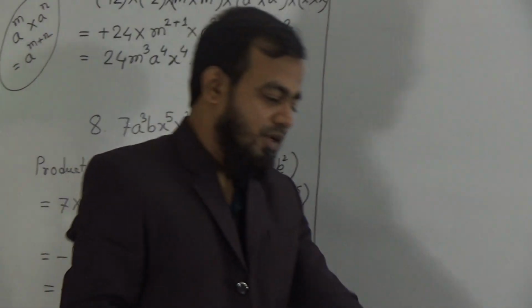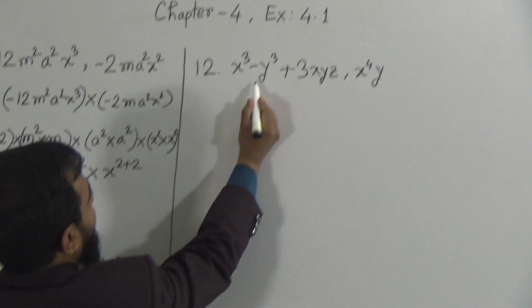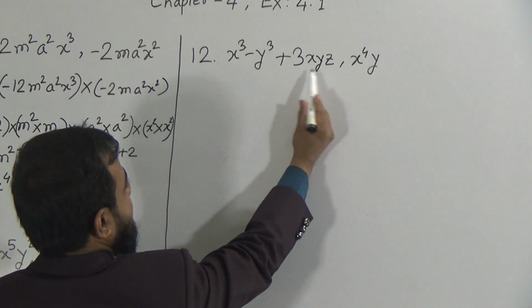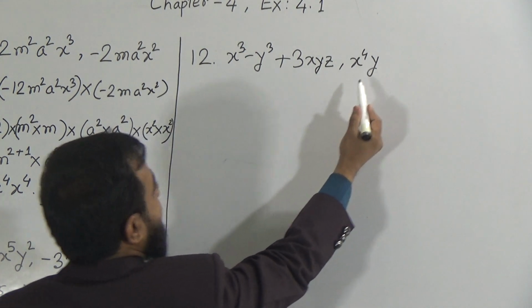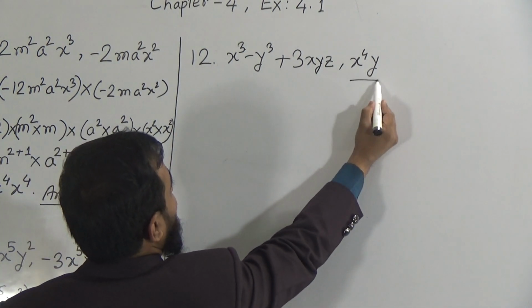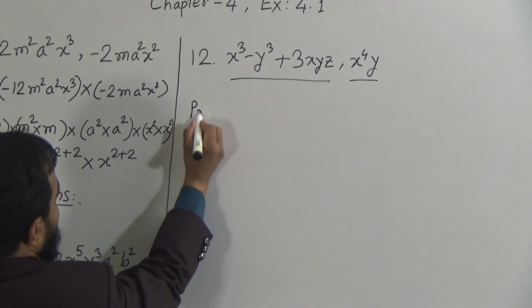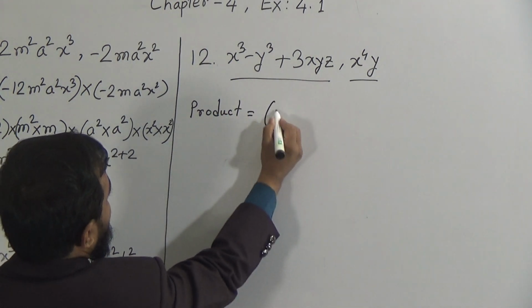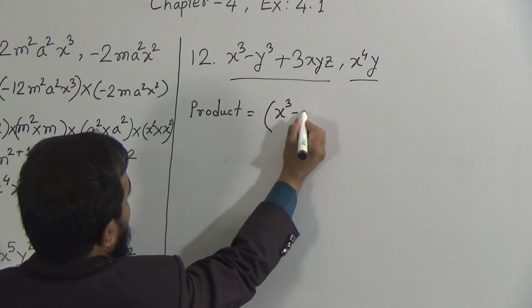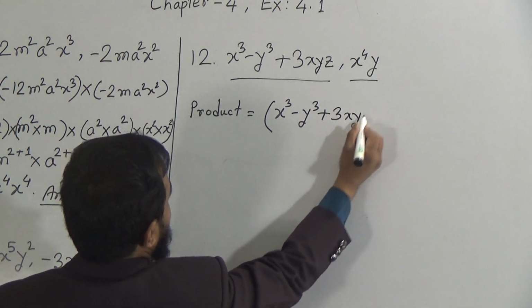Question number 12 is, we need to multiply the first expression x cube minus y cube plus thrice xyz with x to the power 4 y. That means the second expression is x to the power 4 y. Okay, this is our first expression. Now write down product equal to how much? Product equal to x cube minus y cube plus thrice x y z.